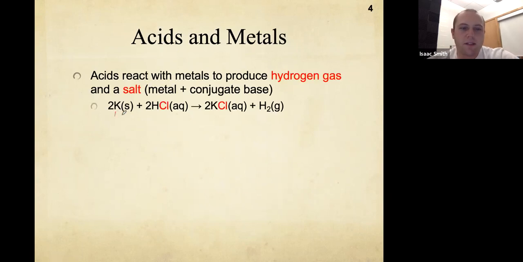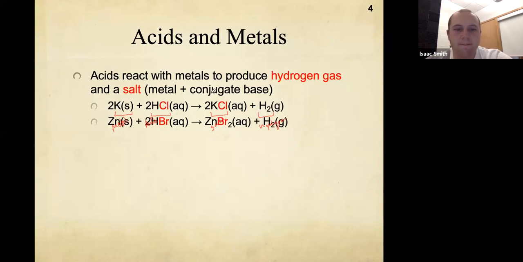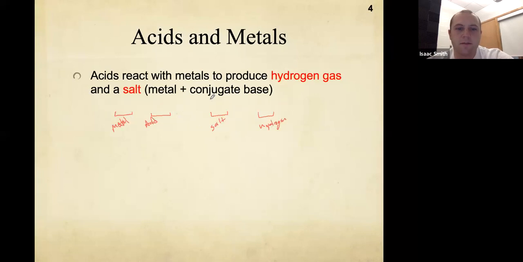Our metal here is potassium. Our acid is hydrochloric acid. We're going to produce a salt, and then we're going to produce hydrogen gas. So maybe I'll just write these out. We have our metal, we have our acid, we have a salt, and we have hydrogen gas. The salt consists of the metal, which is potassium, and the conjugate base of the acid, which is chloride.